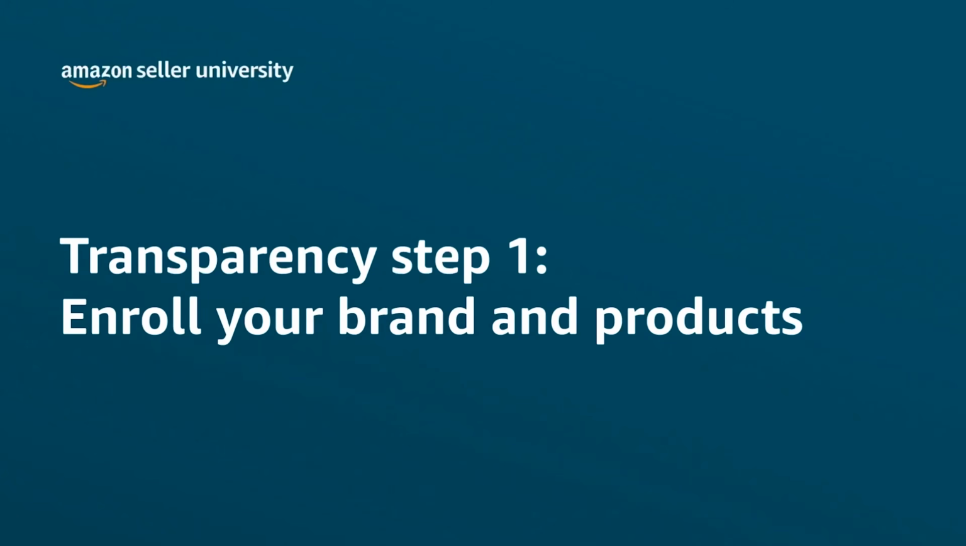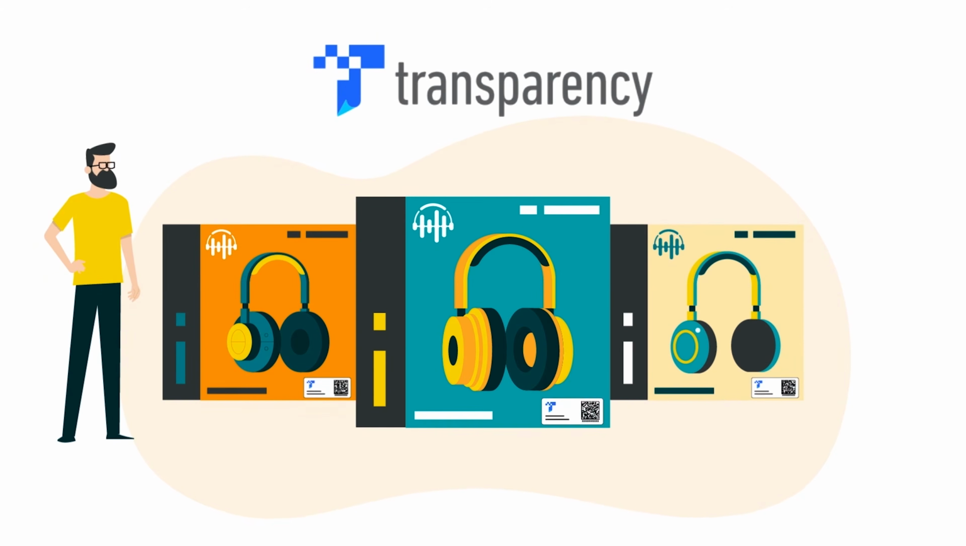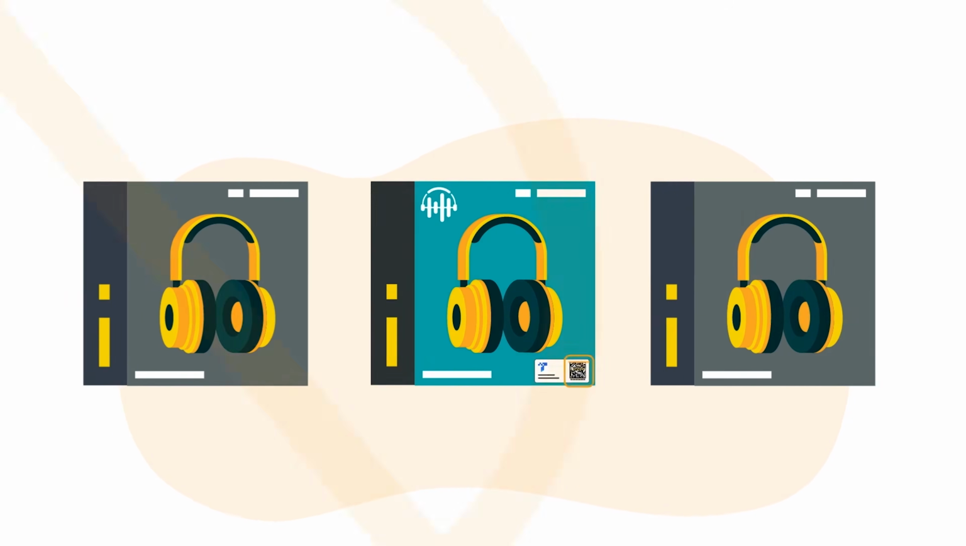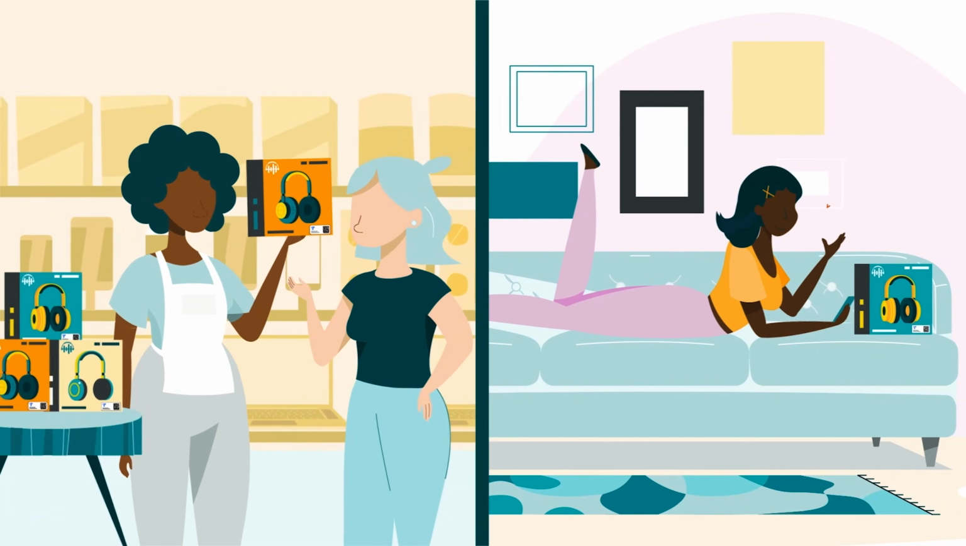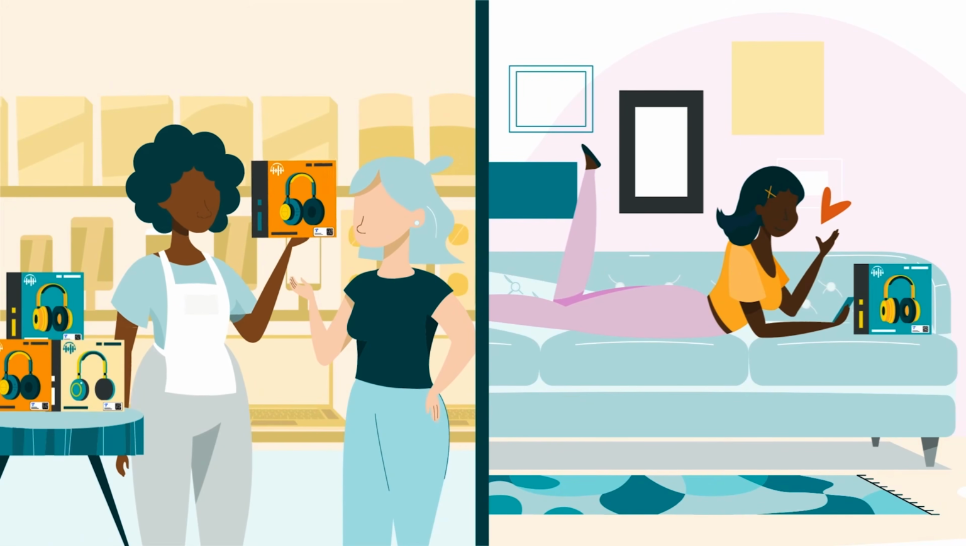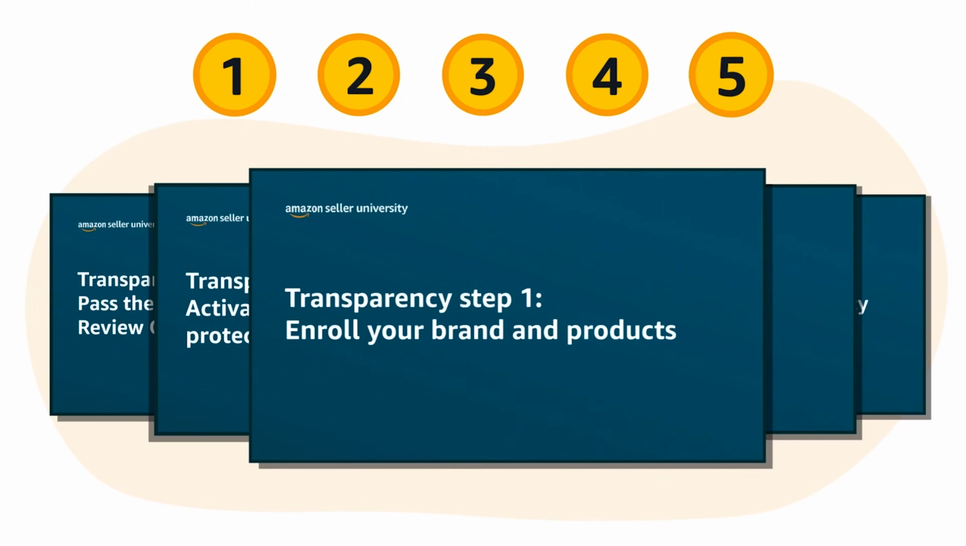Welcome to our training on how to enroll your brand and products in transparency. Transparency protects your brand and customers from counterfeits by ensuring every unit shipped is authentic, regardless of sales channel or final destination. In this video, we'll share how to complete Step 1 of the Transparency onboarding process.